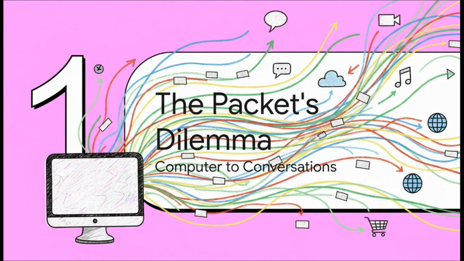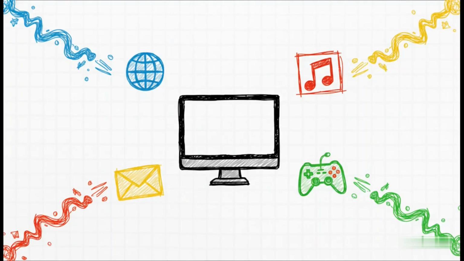You've got one computer, but it's juggling dozens of different conversations all at the same time. It's not just one stream of data coming in. It's this flood of different information, all heading for different programs, but all on the same device. I mean, just think about what you're doing right now. You've probably got a web browser open, maybe an email client is checking for new messages in the background, you could be streaming music, you might even have a game running. Every single one of those is a separate conversation, and each one is waiting for its own specific data to arrive.